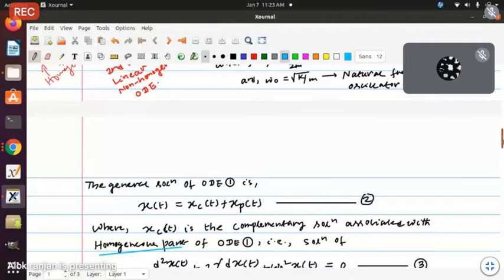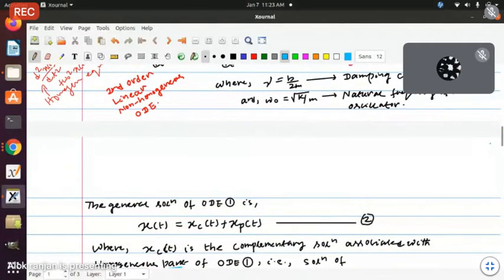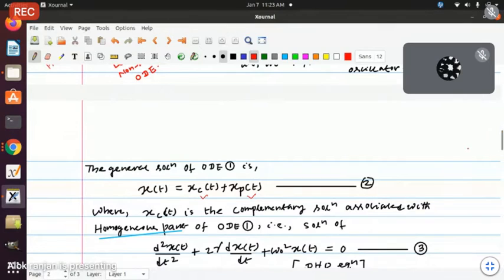The general solution of any linear non-homogeneous equation should have two parts, as I have written down here. One is x subscript c of t, another is x subscript p of t. So the question here is, what is x subscript c of t, and what is x subscript p of t? x subscript c of t is the complementary solution, therefore the subscript c appears. C stands for complementary solution. What is that? That we'll see.